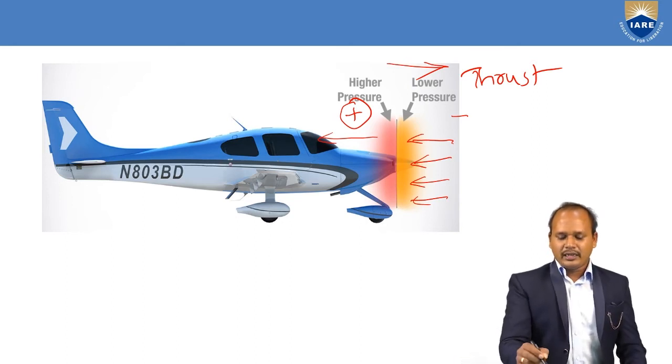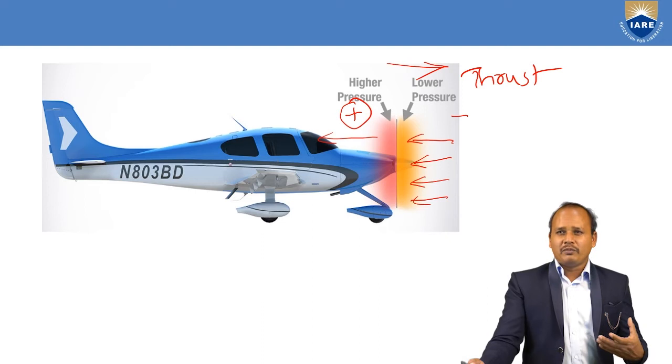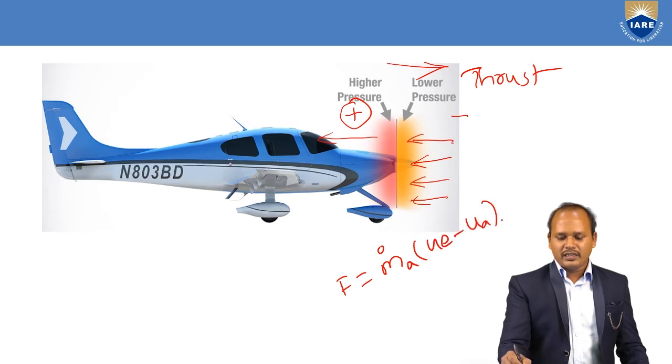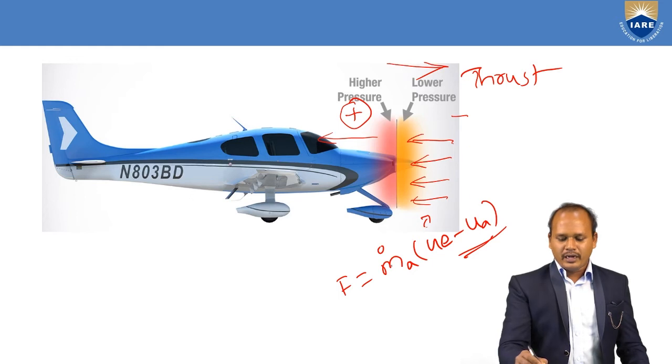That is the concept of your propeller, that it is to accelerate a huge amount of mass flow to a lower velocity. Anyway, we are going to derive the thrust equation later, but a simple thrust equation is m dot a into (ue minus ua). So you could say this is the ideal thrust equation. Here ue is the exit velocity, ua is the inlet velocity of your flow, and m dot a is the mass flow rate.